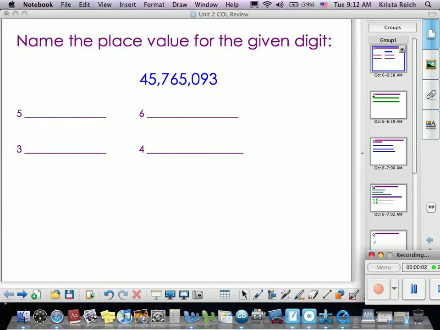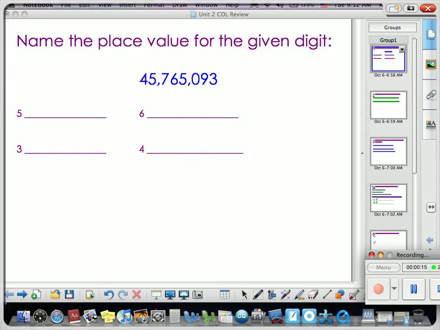Okay, the first part of your review, we're just going to go over place value and rounding. So one thing that you might see is I might give you a large number like you see up here, and I might say, okay, I want you to find these digits in the number, and I want you to give me their place value.